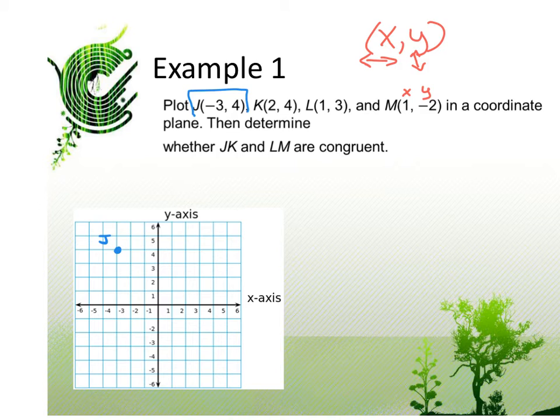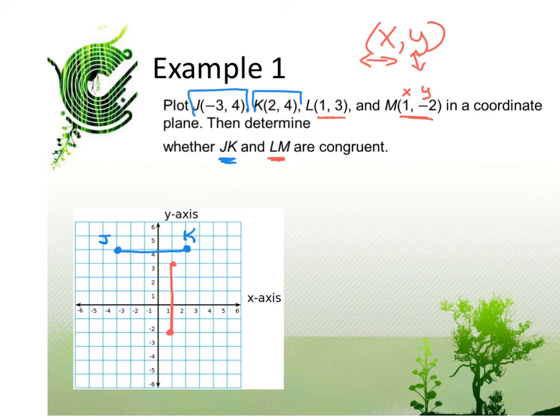Then for point K, I'm going to go over to the right to 2, and then up to 4. So it wants me to determine if the length of JK equals the length of LM, if they're congruent. So let me go ahead and graph L. You're going to go over to the right to 1 and then up to 3. And then you'll go for M over to the left and then down to -2.